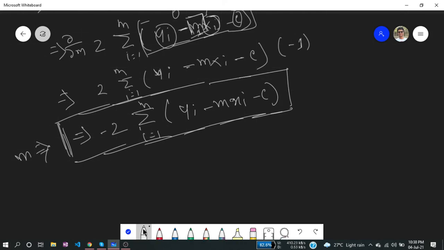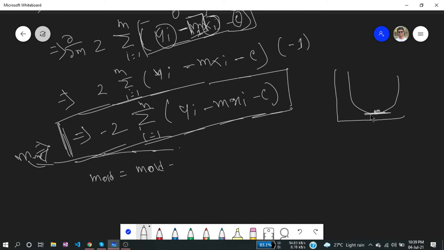Now, what is the weight update rule? m old equal to update. This is m new. Here we also have to add the learning rate, because you have to set the learning rate, which decides the speed, how quickly you want to reach this point. That is alpha. So you keep your alpha here, then multiply your alpha with the derivative to get m new. Are you getting what m new means?